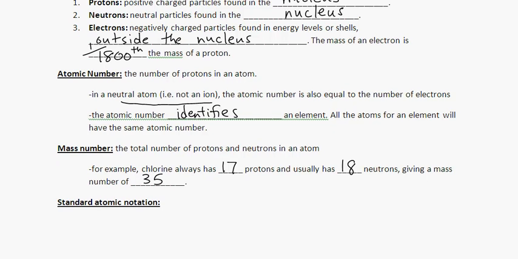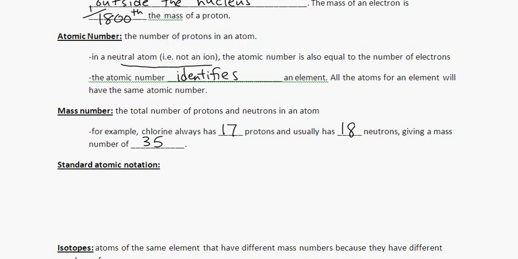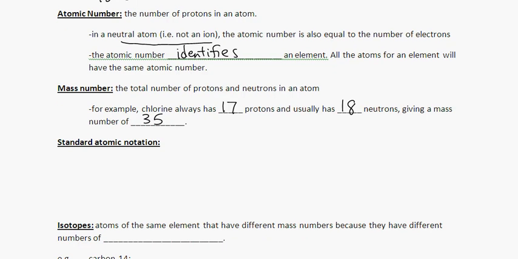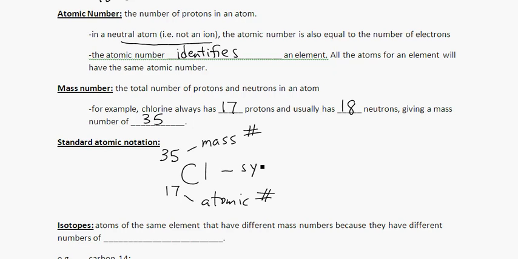Okay. Standard atomic notation, this is the way that you might see this written. So you put the element symbol, you put the atomic number in the bottom left, and you put the mass number at the top left. Okay, so this is the mass number. This is the atomic number. And this, we call this the elemental symbol.